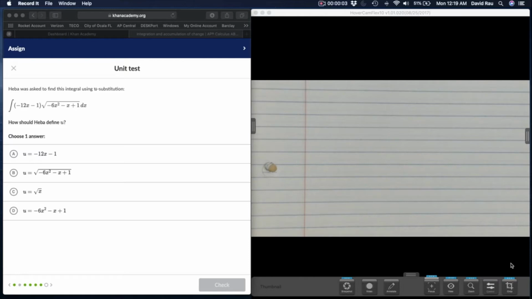Right, up next we have a question about defining u. In this question, the idea is usually u is going to be the function that is either just containing a higher power, or it's a function that if you derive it, you can see its derivative or a form of its derivative, maybe not the same coefficient out front, but the same structure.